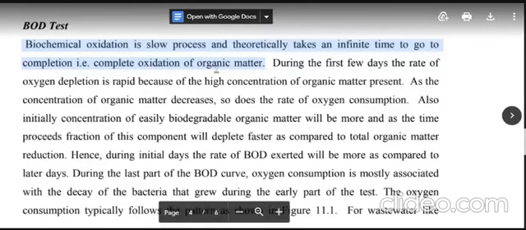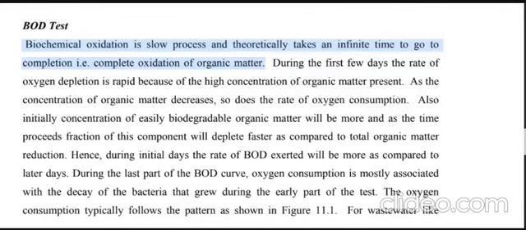So what we do, as we cannot find out daily how much oxygen is present, is this: during the first few days the rate of oxygen depletion is rapid. When they performed the experiment and analyzed it, they found that in the first 3 days, 5 days, at the given temperature condition, there is a more rapid depletion of the oxygen. The organic matter decomposes more rapidly, and after some days the decomposition takes place slowly.